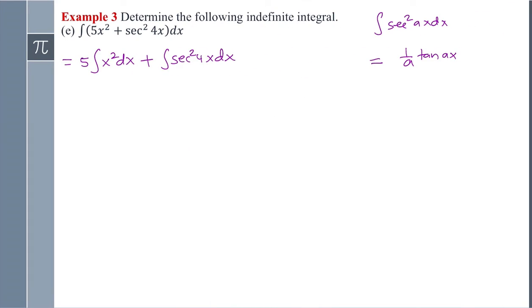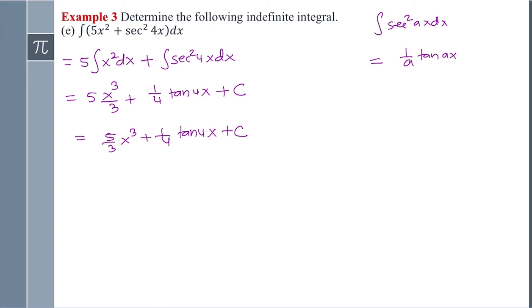Okay, so that's what we are going to do here. So this equals 5 times x to the third over 3, plus, now the integral of secant squared 4x dx is 1/4 tangent 4x, then plus c. Or we can rewrite this as 5/3 x cubed plus 1 over 4 tangent 4x plus c.